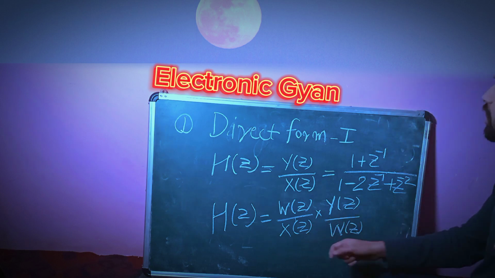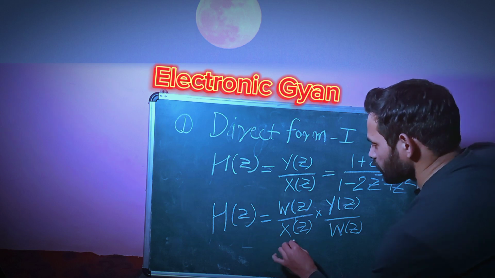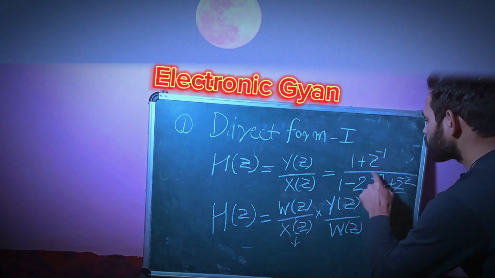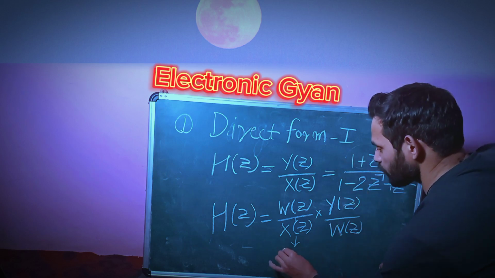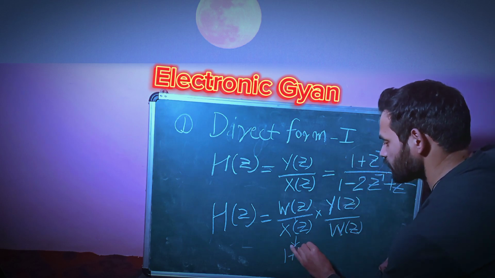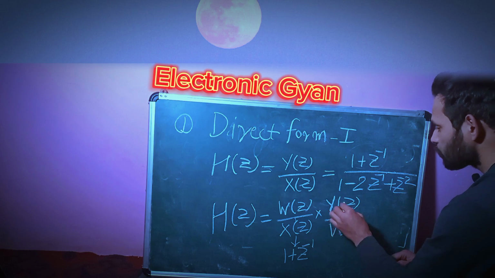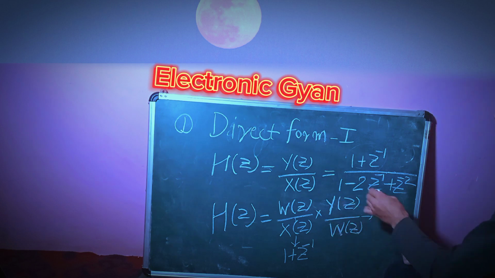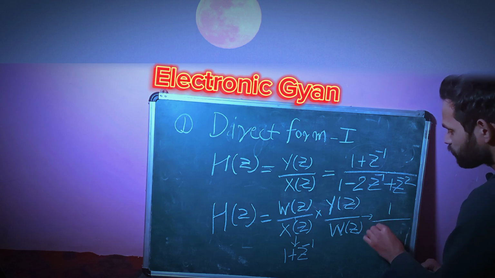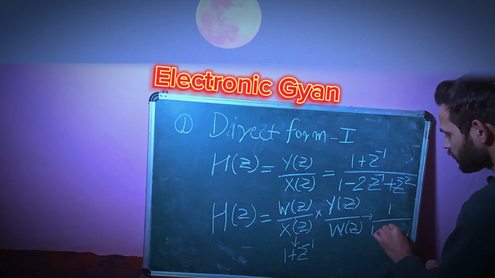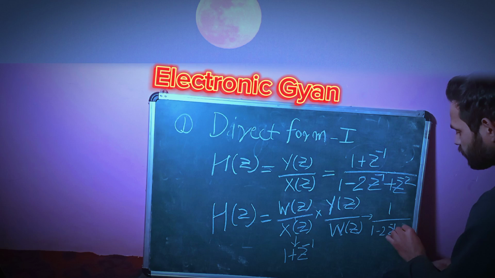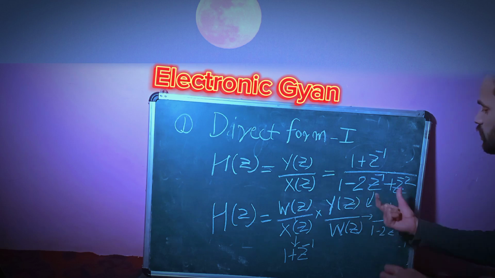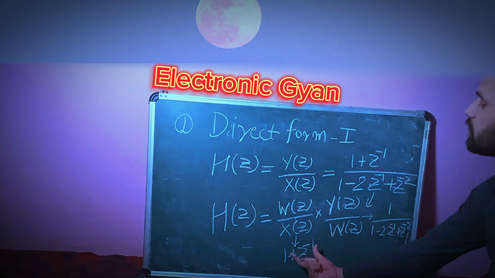So this is nothing but W(z) upon X(z), which is the forward path, 1 plus z inverse. And Y(z) upon W(z) is the feedback path, 1 by 1 minus 2 z inverse plus z minus 2. So this is the feedback path and this is the forward path.